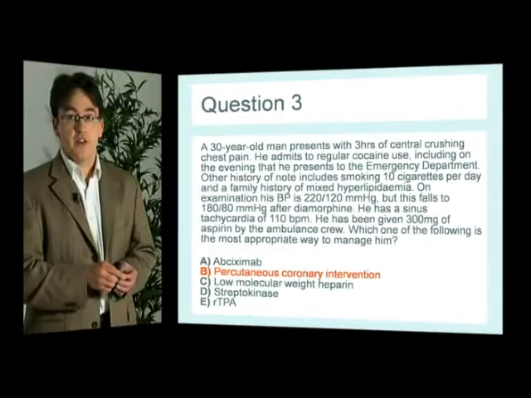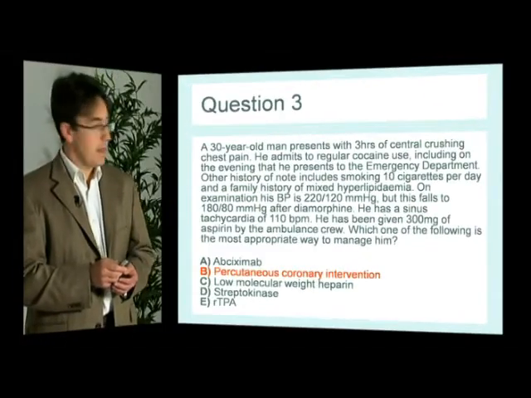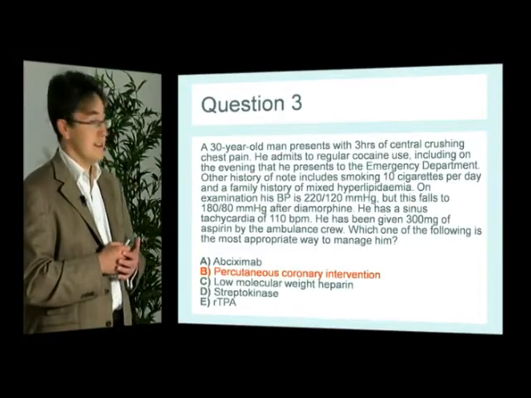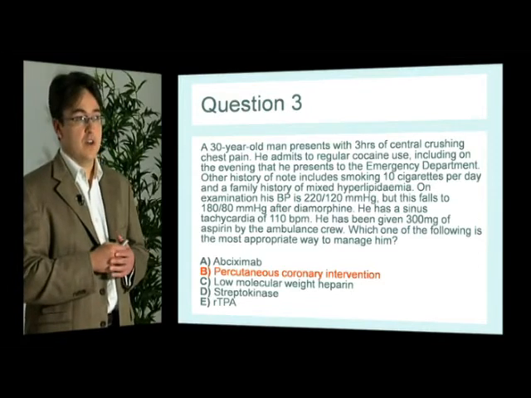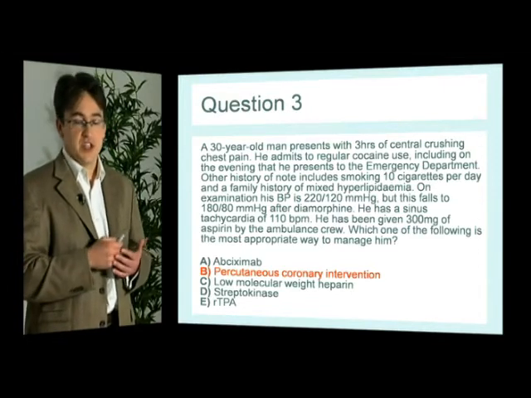If you went for percutaneous coronary intervention, you were correct. This gentleman has clear evidence of ST elevation, which is suggestive of a myocardial infarction. Given he also has symptoms, we need to treat this as though it's an acute myocardial infarction, and we need to have a look at these arteries in the catheter lab.